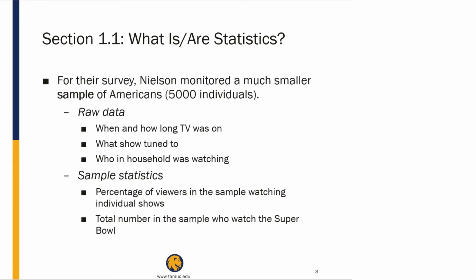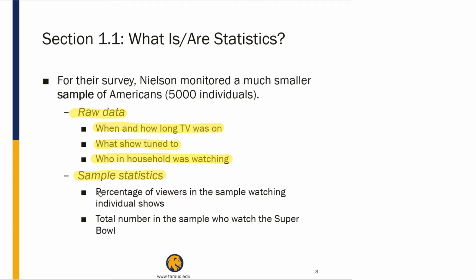To go back to the Nielsen survey, rather than going out and surveying all Americans, the whole population that was under consideration, they simply took a much smaller sample of Americans, in this case 5,000 individuals. And when they did this, they recorded the raw data that was given from each of these individuals they surveyed, such as when and how long the TV was on, what show it was turned to, and who in the household was watching. With the raw data, they came up with what's called sample statistics.